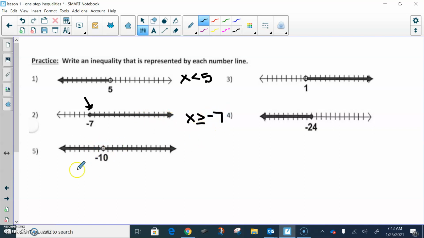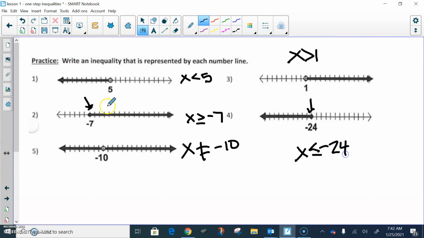-7. This is one of those tricky ones. Any number except -10 is going to be an answer for us. So we're going to say as long as x is not equal to -10, we're good to go. Here we go. This one's an open circle, so we know we're not going to use that equal to sign. So we want numbers that are all greater than, bigger than 1, but not including 1. And here we go again. It's less than. This time it's shaded in, so we know we're going to use that bar, -24.